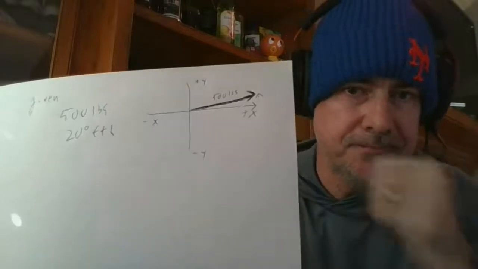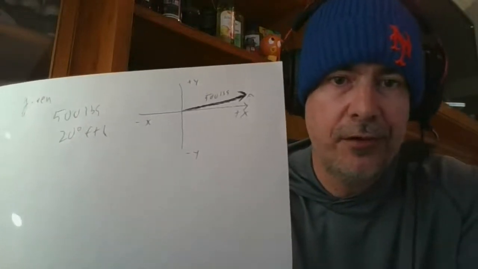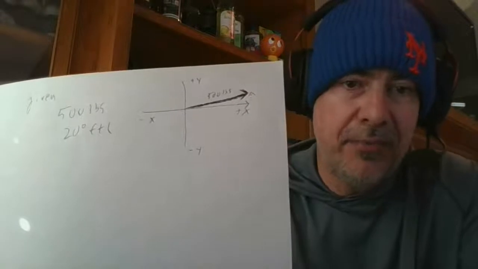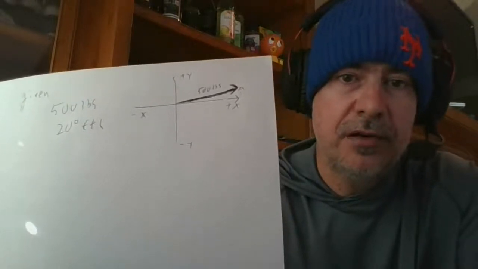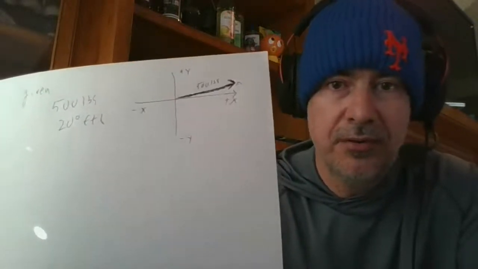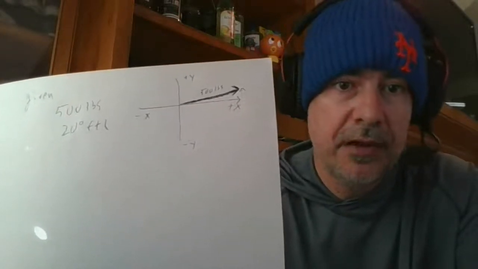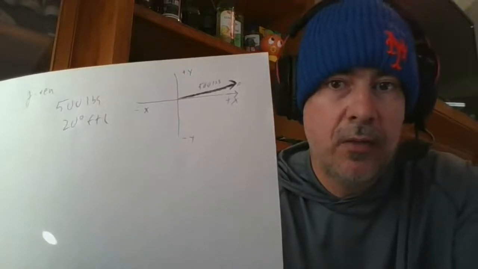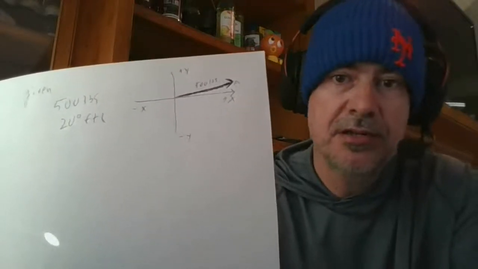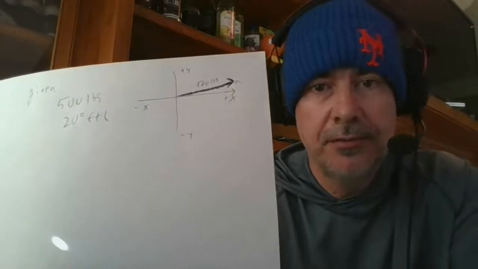If this is 500 lbs and it's at a 20-degree angle from the horizon, I know that the x component of that 500 has got to be greater than my y component. In addition, I know that my x has to be positive and my y has to be positive. In addition, I know that my y component plus my x component is going to be greater than my resultant component. That's what you're going to just need to know for the test.